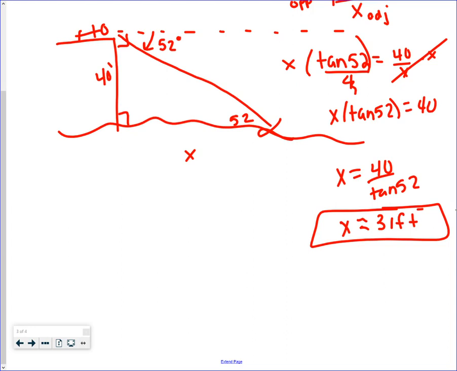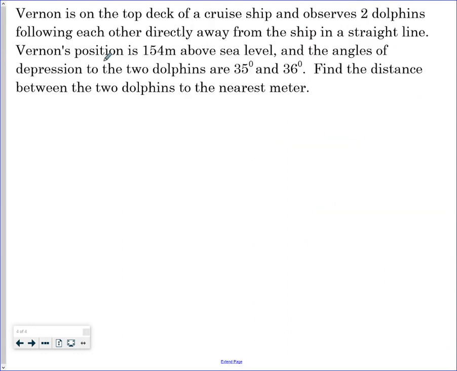All right, last one. Vernon is on the top deck of a cruise ship and observes two dolphins following each other directly away from the ship in a straight line. Vernon's position is 154 meters above sea level, and the angles of depression to the two dolphins are 35 degrees and 36 degrees. Find the distance between the two dolphins to the nearest meter.